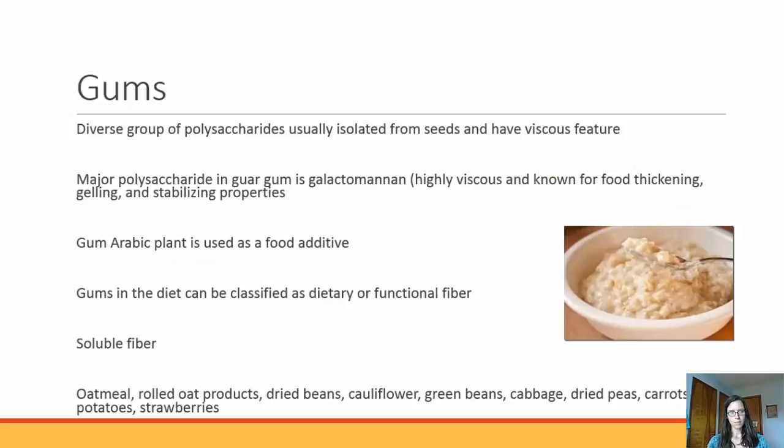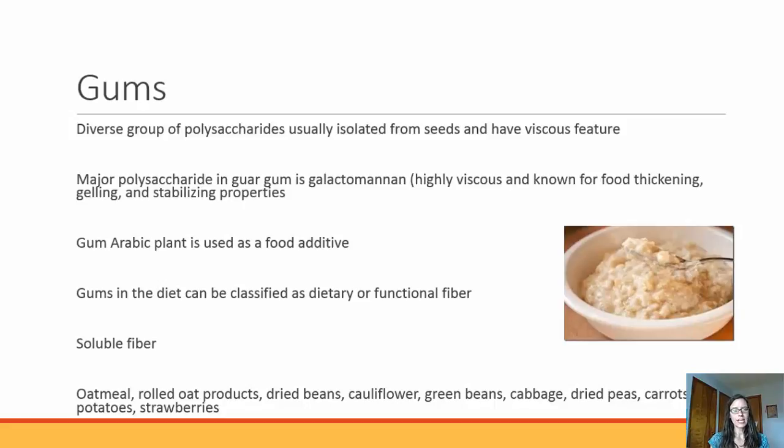Then we have our gums, which are typically added. We do find them naturally occurring in foods, such as oatmeal. If you think about it, when you cook up oatmeal, it has that gummy consistency, and that's really what the gums are.